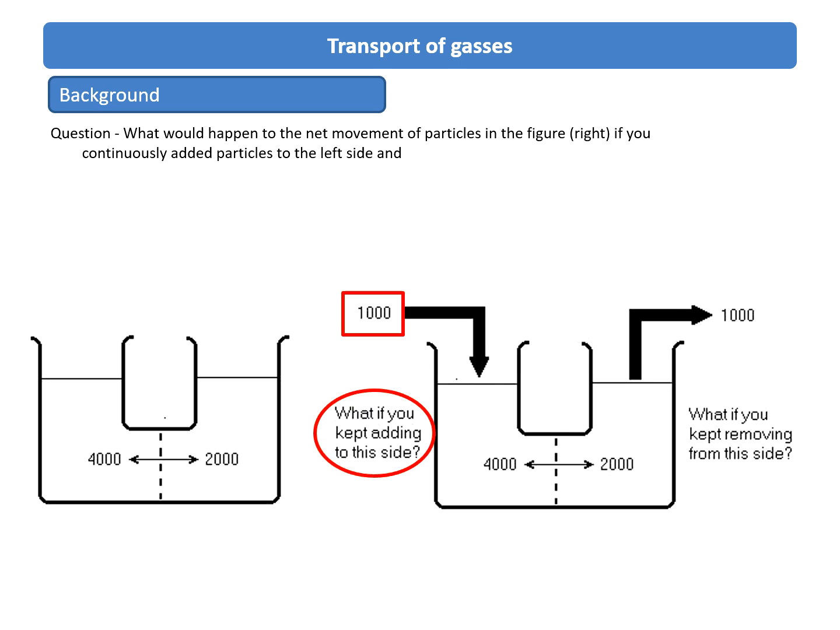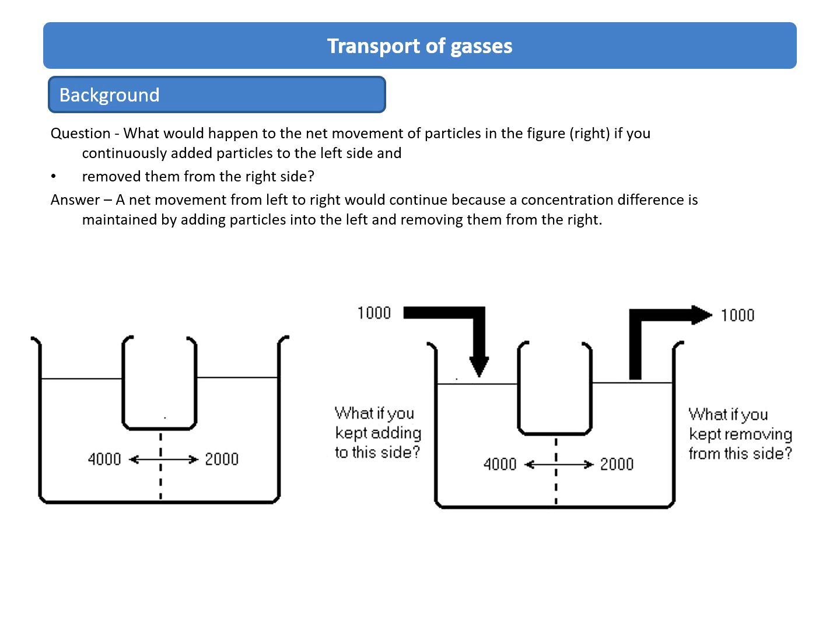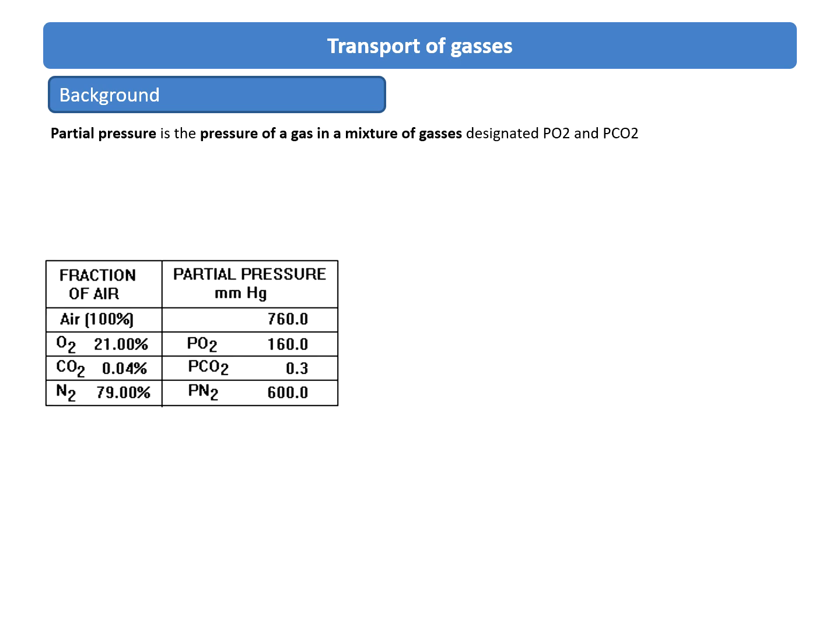What would happen to the net movement of particles in the figure if you continuously added particles to the left side and removed them from the right side? The answer is a net movement from left to right would continue because a concentration gradient or difference is maintained by adding the particles into the left and by removing them from the right. You'll see shortly why I discuss it in this manner.